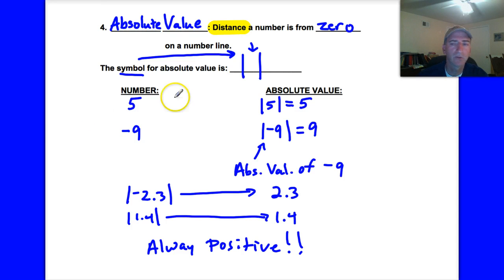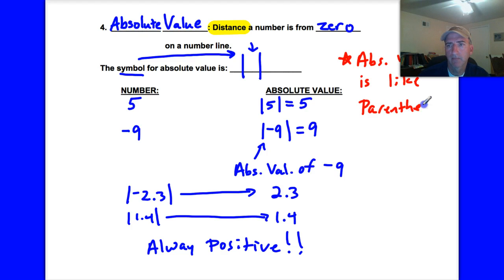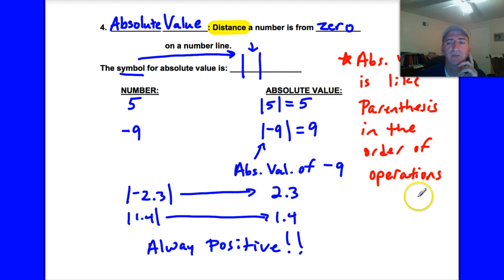There's one more thing I'd like you to put down in your notes here. I'll do this in red. Make sure you get this as well. Absolute value is like parentheses in the order of operations. So if you see an absolute value symbol in a problem, you do that first, just like you do parentheses. What's inside absolute value takes the same order there.